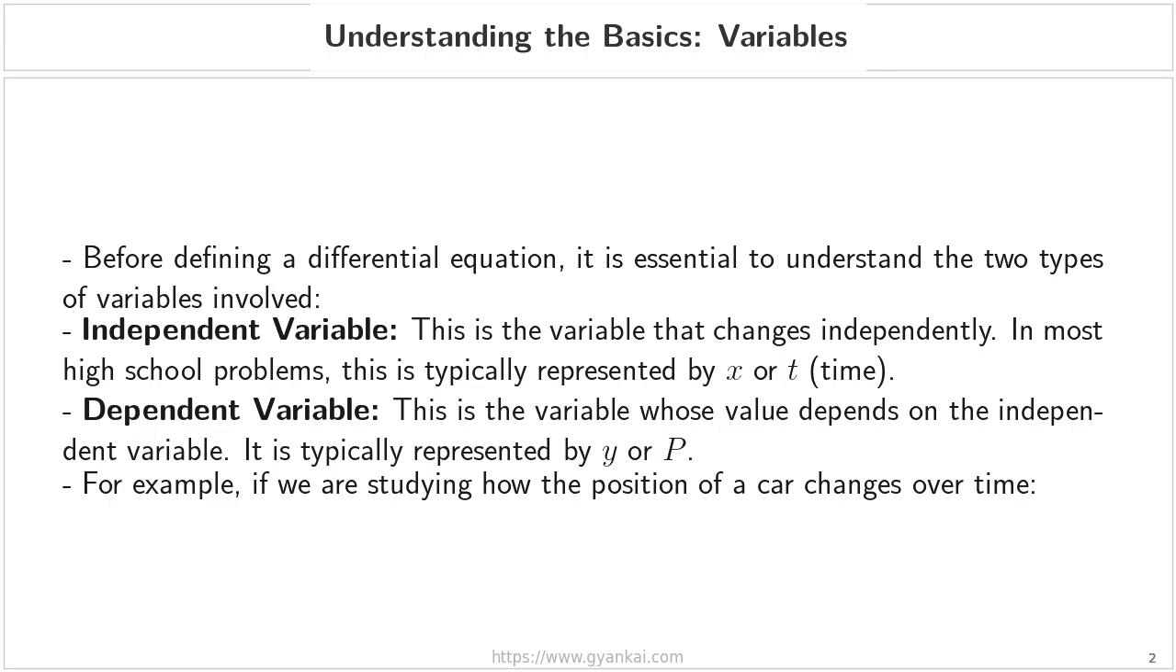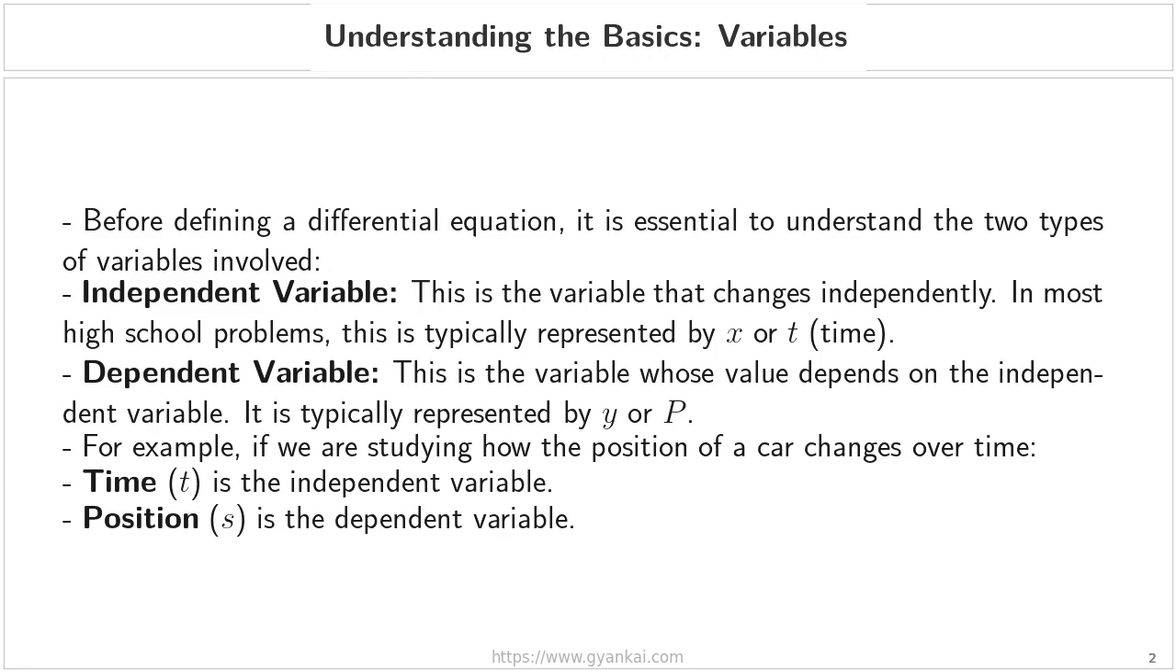To make this concrete, let's look at a real-world example. Imagine we are studying how the position of a moving car changes as it travels down a road. In this scenario, time, which we represent as t, is our independent variable because time marches on regardless of the car's movement. The position of the car, which we will call s, is our dependent variable, because the car's location is entirely dependent on how much time has passed.